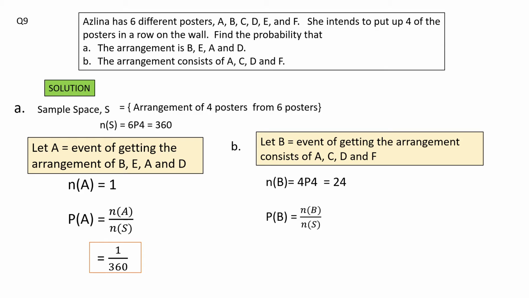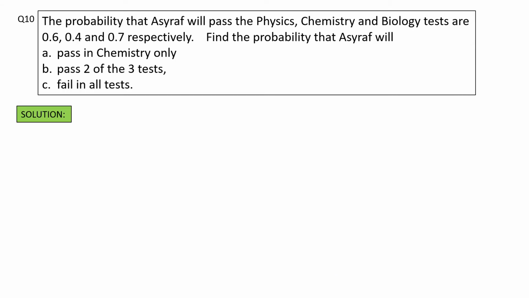Okay, now you can calculate the probability using the basic formula of probability. So probability of event B equals the number of event B over the number of the sample space. So that will be 24 over 360. Simplify this. Your final answer will be 1 over 15. So here remember, this question involves probability and permutation.